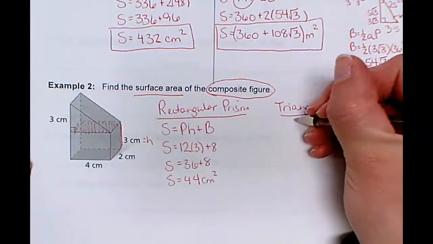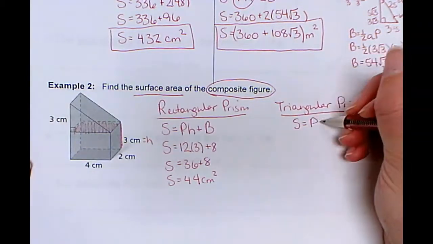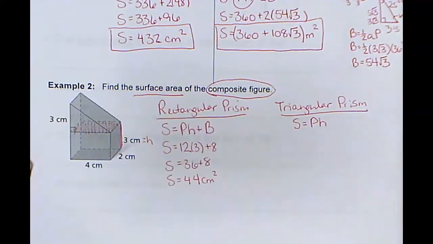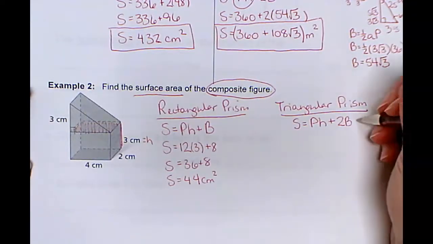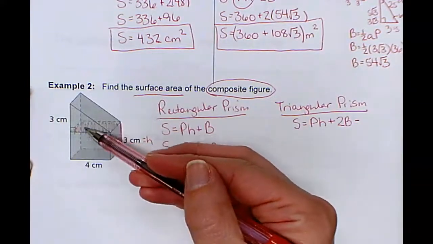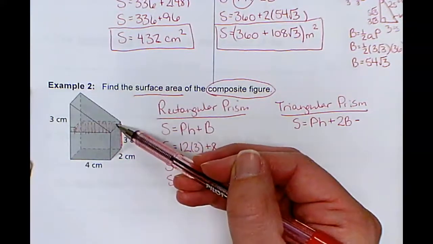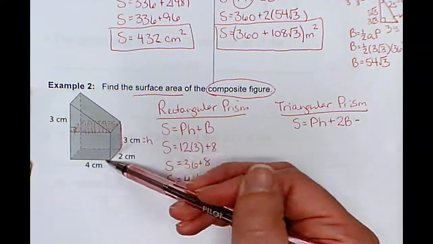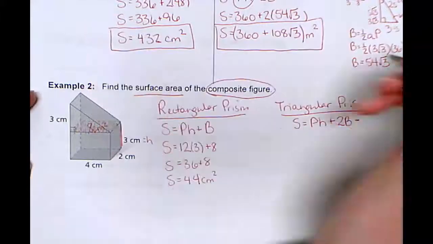So for the triangular prism, the surface area is equal to the lateral area, which is those three rectangles, so the perimeter of the base times the height, and then plus 2 base areas. Now we do need to subtract out this right here, which doesn't happen to be a base for this triangular prism, it happens to be a lateral face. So I'm just going to go ahead and subtract out that area, and the area of that rectangle is 4 times 2, so this is 8 square centimeters. So I'm going to subtract out 8.